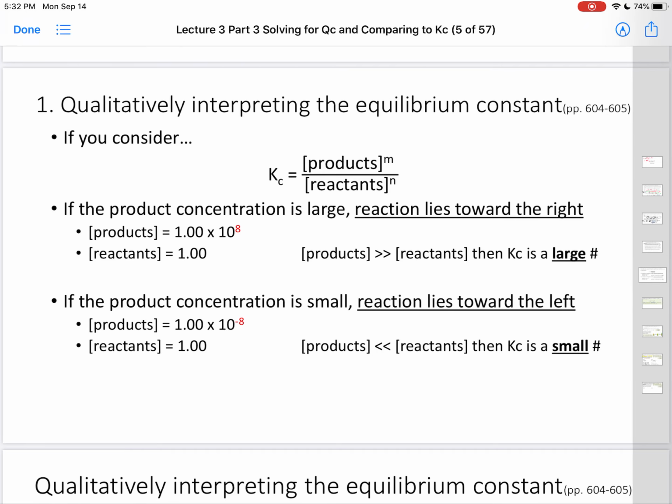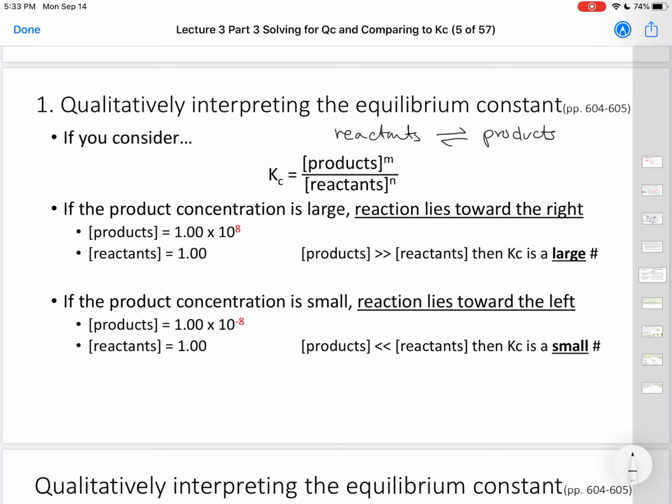So first and foremost, number 1: if you consider that Kc is equal to products divided by reactants, if the product concentration is large, the reaction lies towards the right, towards the products. So we're going to say reactants to products.